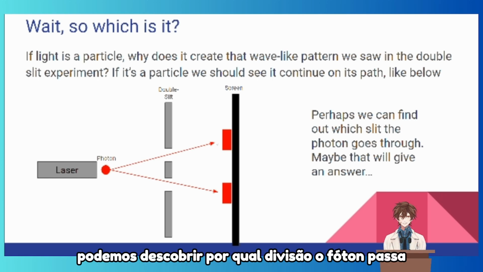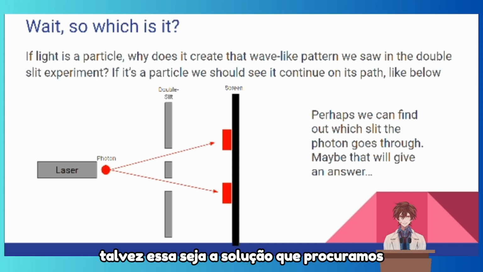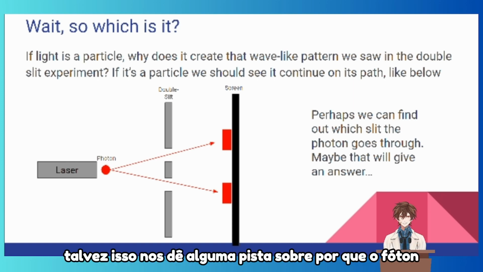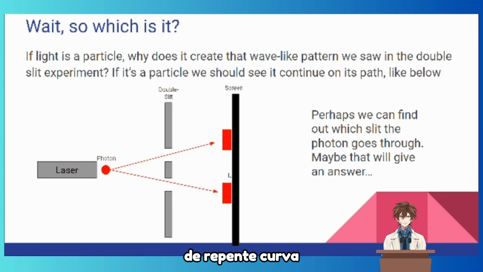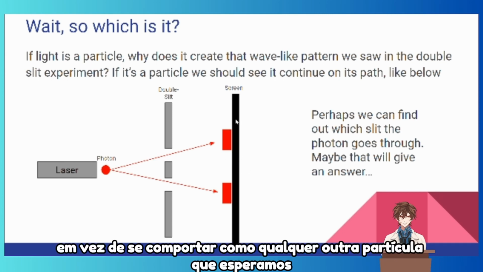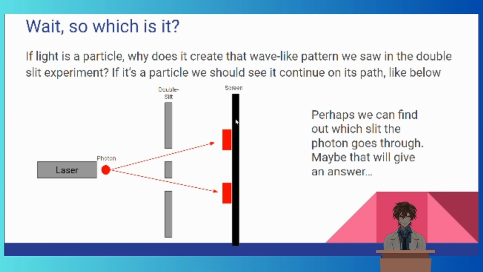So perhaps we can find out which slit the photon goes through. Maybe that will be the solution that we're looking for. Maybe that'll give us some clue as to why the photons suddenly curve and desire to be in the middle instead of behaving like any other particle we'd expect.